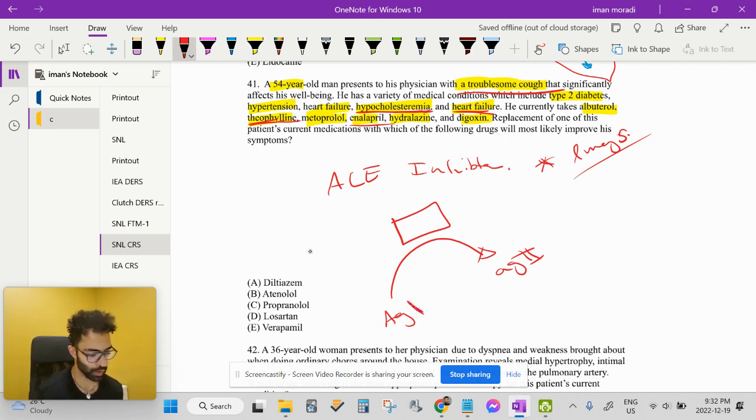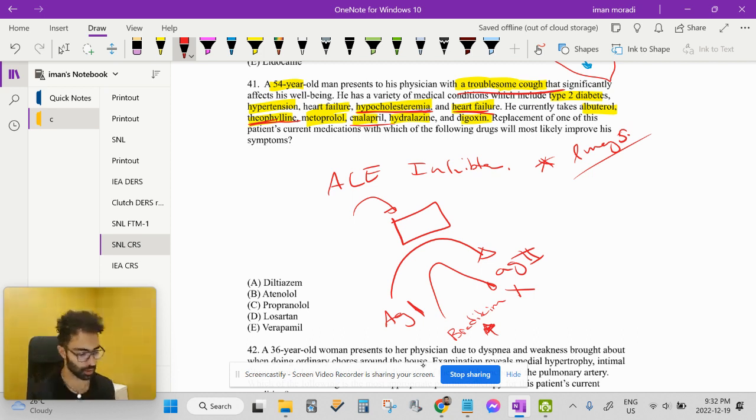One of the other things it does is break down bradykinin. So when we inhibit it, we're increasing bradykinin, and this leads to the cough. So that's why we have to stop this and start something else.